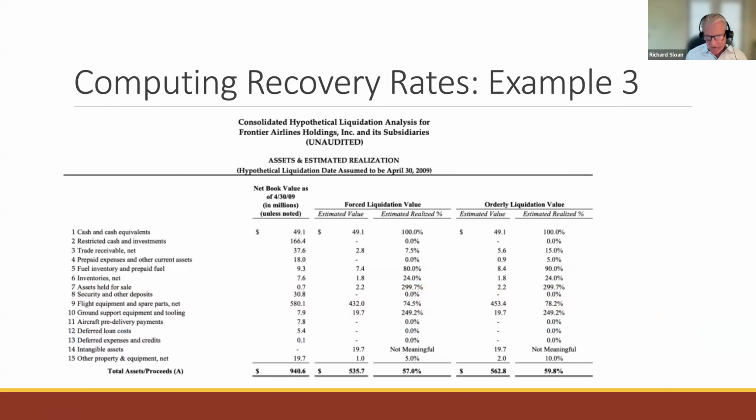I'll show you another case here, Frontier. This one, they hadn't done any acquisitions, so they had some intangible assets, and their route slots and gates are included in that intangible assets category. But since they didn't acquire any other companies, they weren't allowed to put them on the balance sheet, and they have an estimated recovery value. And so this one got left out of the analysis because, again, it's not meaningful.